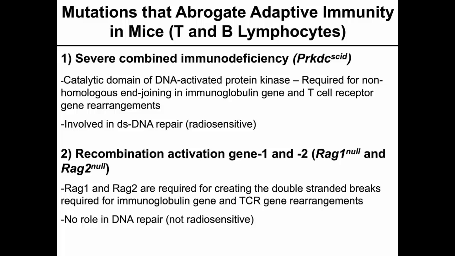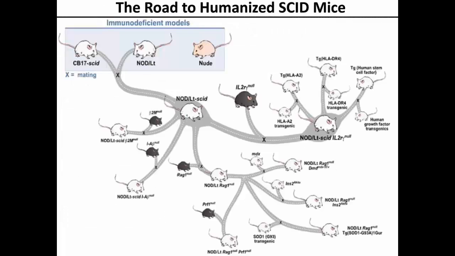Whether you have the SCID or, number two, the RAG gene. So RAG1 and RAG2 are required for creating double-strand breaks that are required for immunoglobulin and TCR gene rearrangements. So once again, no B-cell receptors, no T-cell receptors, no T's or B's. And differently from the SCID mutation, RAG mutations are not involved in DNA repair, and RAG mutants are not radiosensitive.